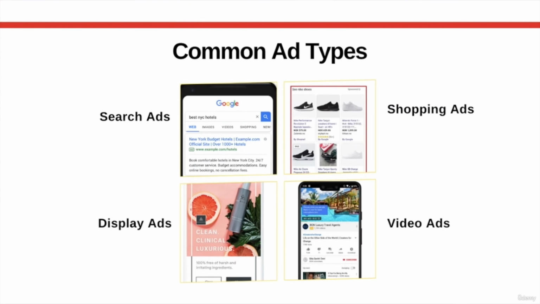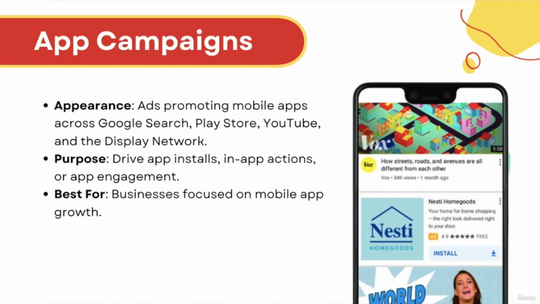Now, apart from the four most common ad types, there are some other ad types that you must know about. App campaigns. App campaigns are designed to promote your mobile applications across various platforms. You can see these ads in Google Search, the Play Store, YouTube, and even throughout the display network. This means your app can reach users wherever they are, maximizing visibility and engagement. The purpose? To drive app installs, encourage in-app actions, and boost engagement. Best for businesses focused on mobile app growth.